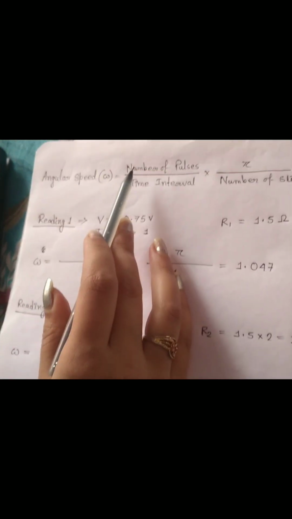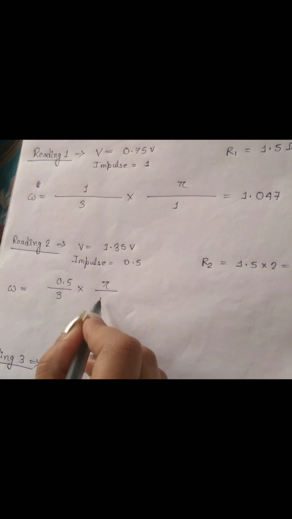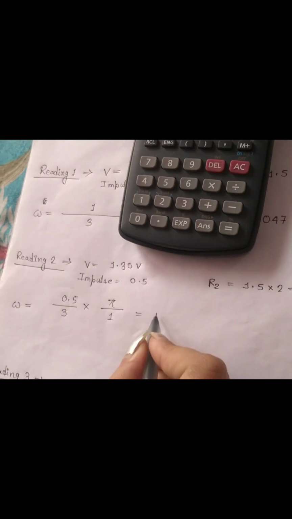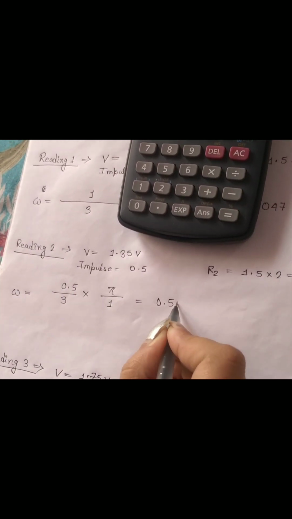Number of pulses by time interval. The impulse is 0.5, the time interval is 3 seconds, into pi by number of slits, which is 1. We will calculate the value: 0.5 divided by 3 into 3.142, which is 0.523.